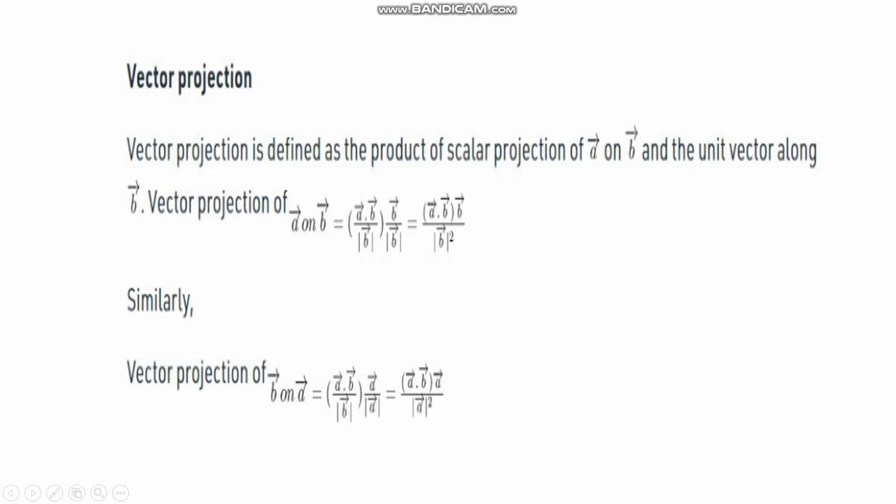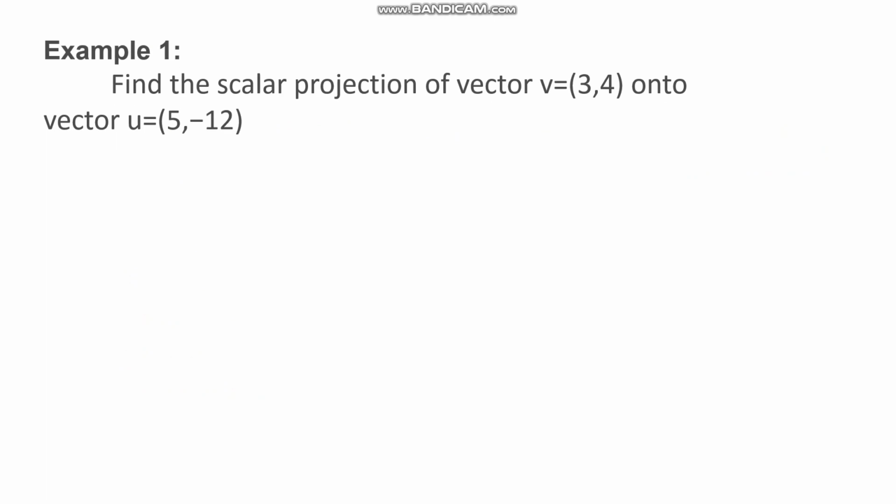which is equal to A dot B times B over the magnitude of B squared. Or similarly, we have vector projection of B on A is equal to A dot B over the magnitude of A, times A over the magnitude of A, which is A dot B times A over the magnitude of A squared. For that, we have example number 1.